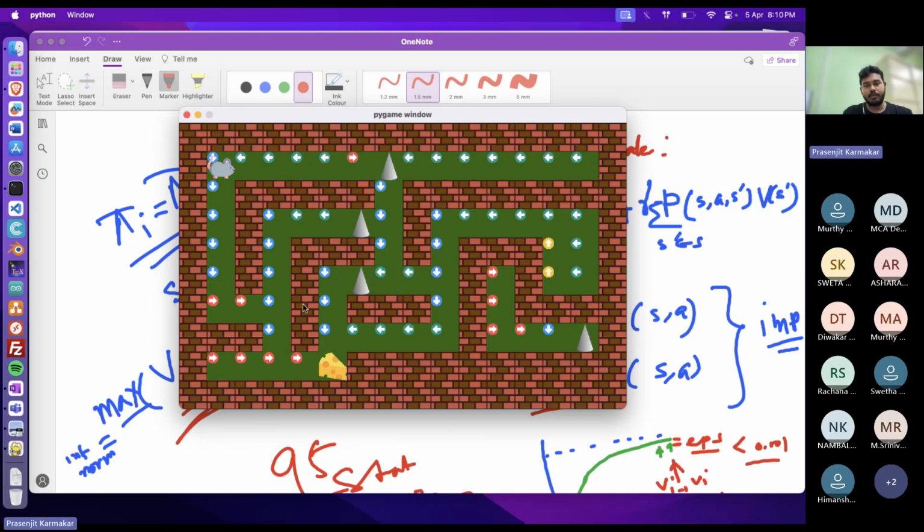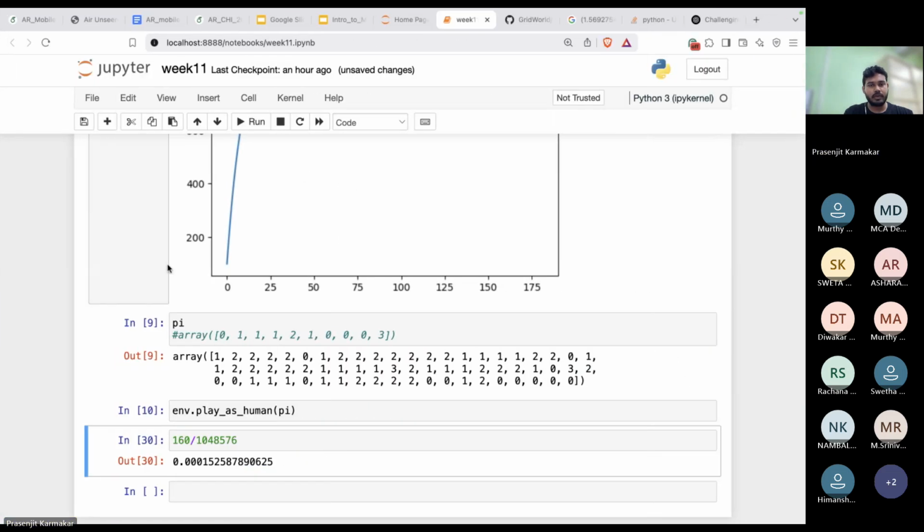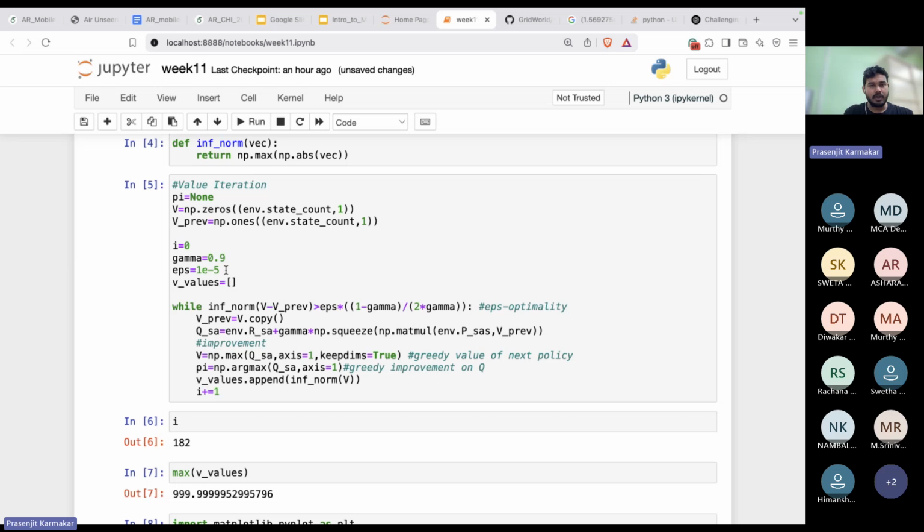But anyway, my policy is successful in most places, except some places like here and here. Let's see whether I can go with a lesser epsilon or a higher gamma. Actually, a higher gamma would help. Let's go with 0.99, so that we are looking at the next 100 steps instead of 10 steps. Okay.